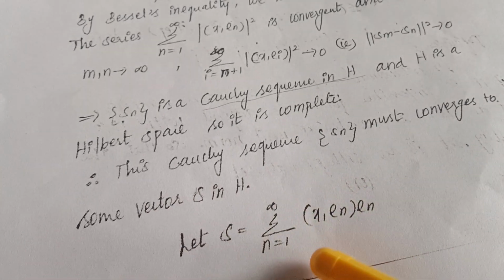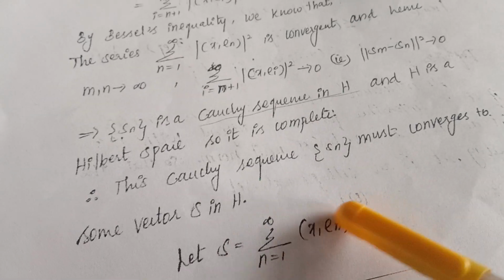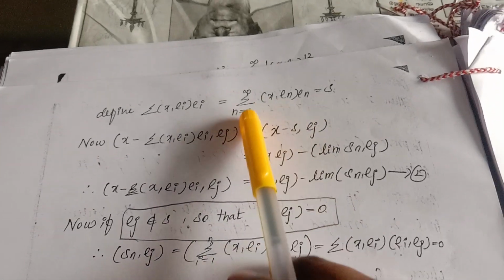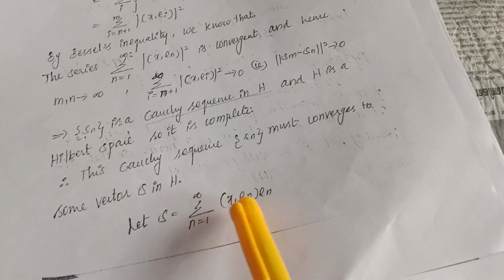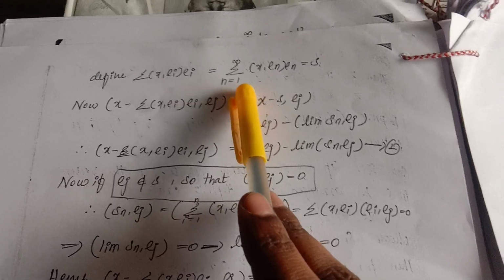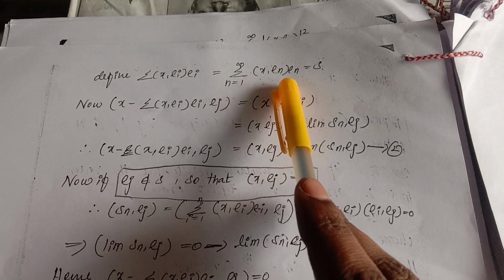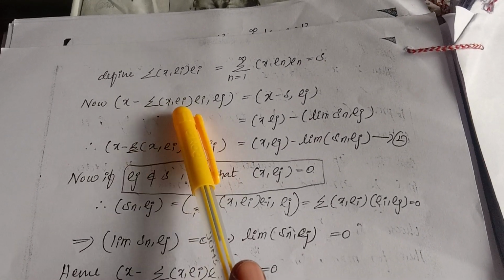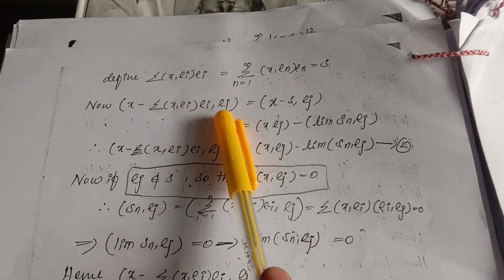S equals the summation n equal to 1 to infinity of ⟨x, e_n⟩ e_n. So we define the summation of ⟨x, e_i⟩ e_i as the summation n equal to 1 to infinity of ⟨x, e_n⟩ e_n. Okay, then we take x minus the summation of ⟨x, e_i⟩ e_i, inner product with e_j.